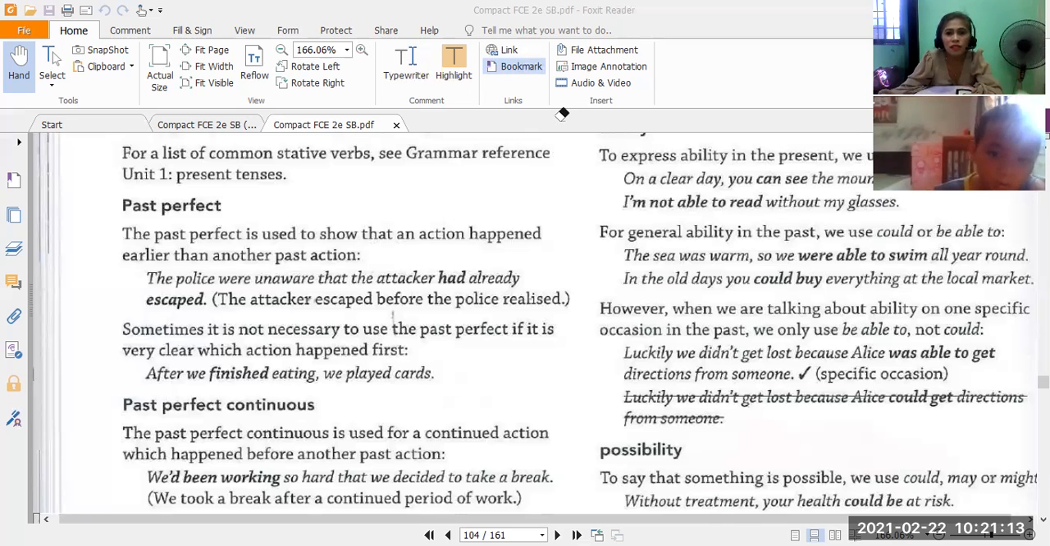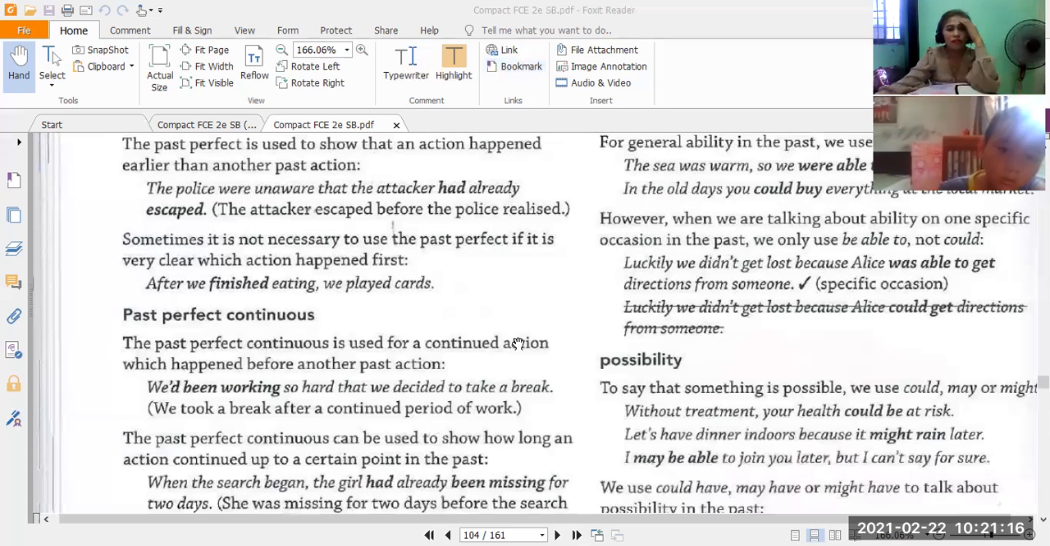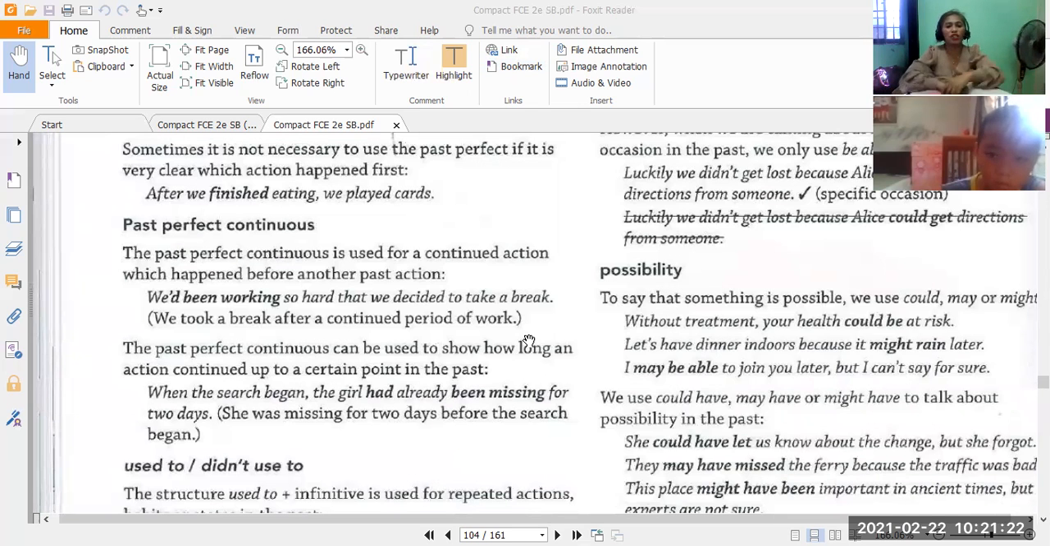Okay, next. Next, the past perfect continuous. In the past perfect continuous, it is used for a continued action which happened before another past action. Okay, here. So when we say past perfect continuous, this is the combination of past perfect and past continuous.